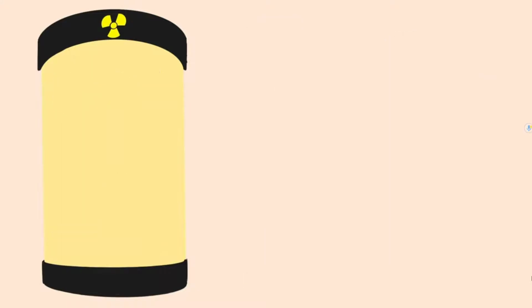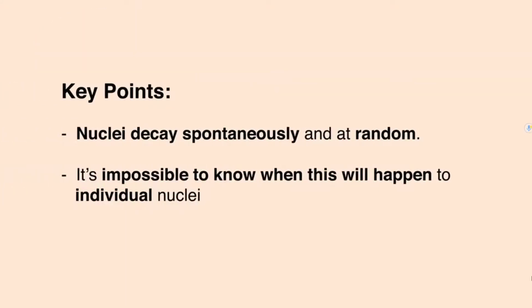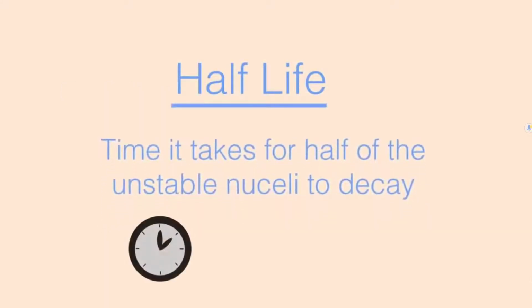So, what are the key points to remember? Well, we need to remember that nuclei decay spontaneously and at random, and it's impossible to know when this will happen for individual nuclei. So instead, we use the concept of half-life, which is the time it takes for half of the unstable nuclei to decay.